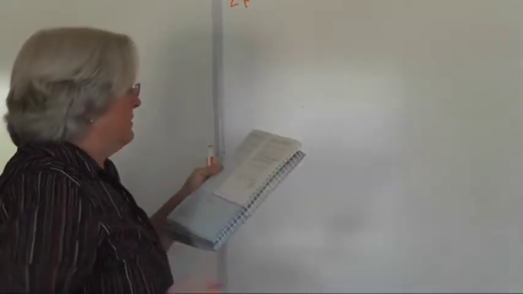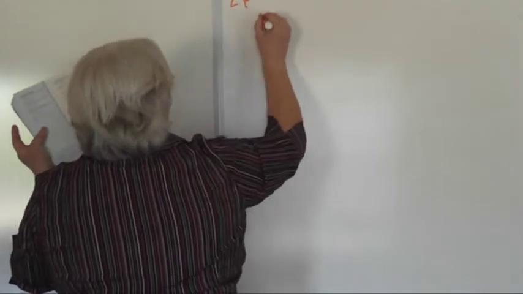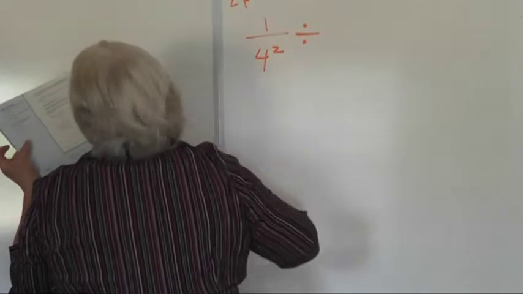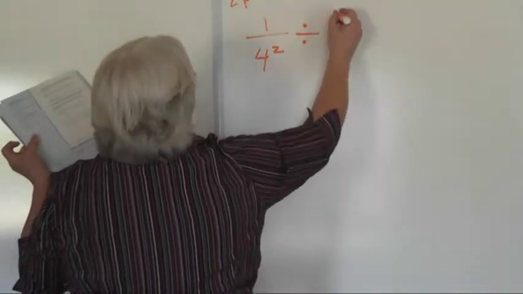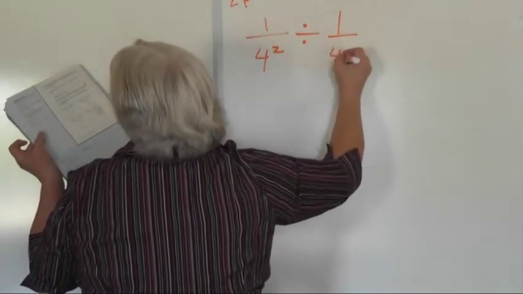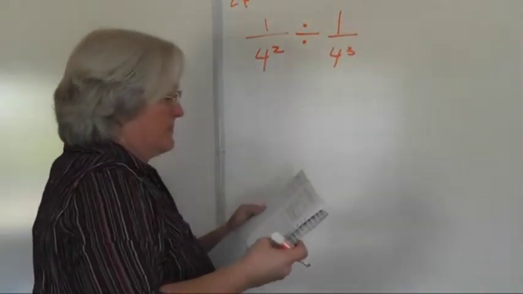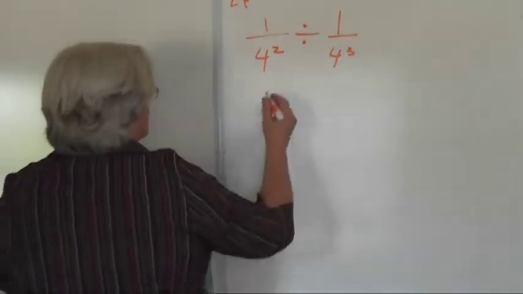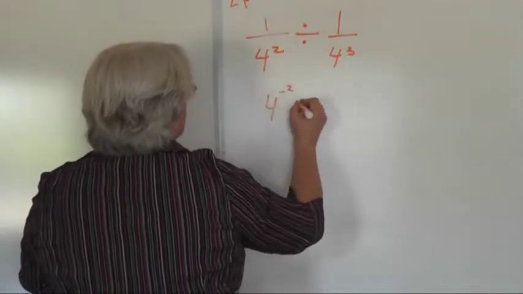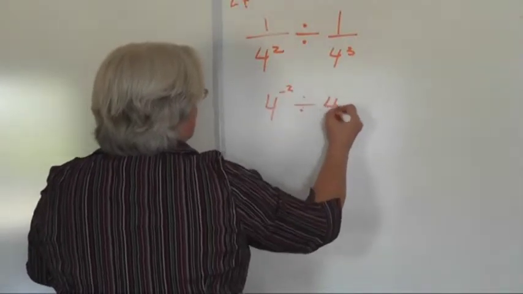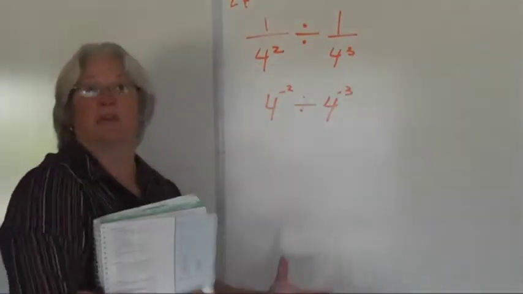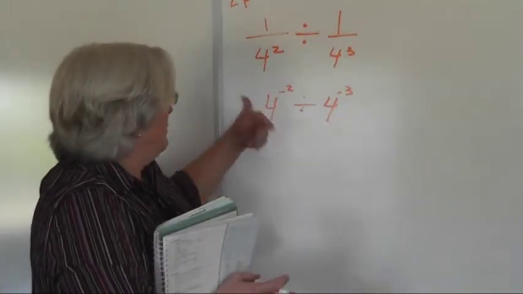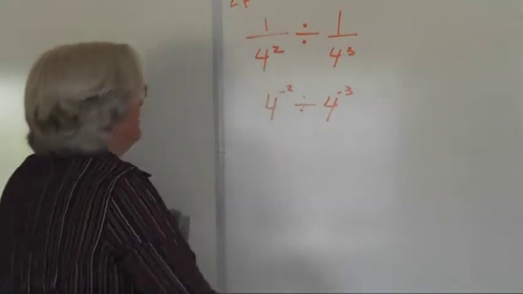We want to simplify 1 over 4 squared divided by 1 over 4 cubed. Once again, they're going to go ahead and change to negative exponents. And I really believe that the reason they're doing this is just to give you practice working with negative exponents, because that's the title of section 3.3.